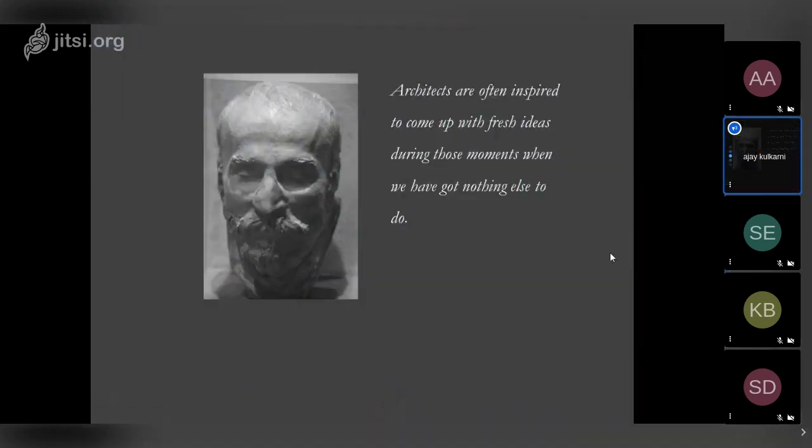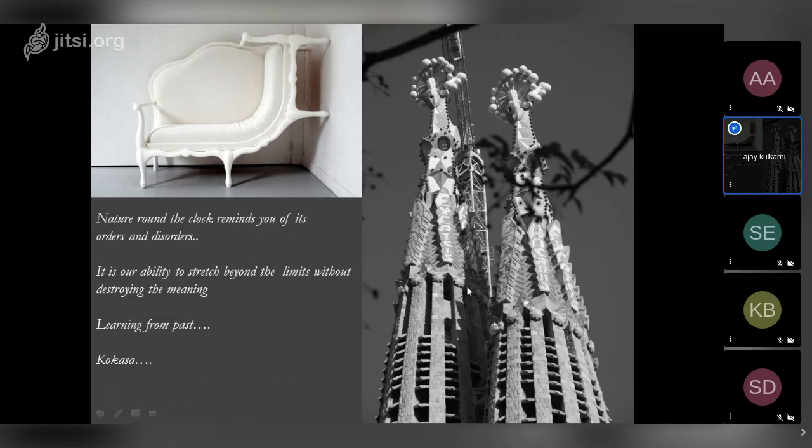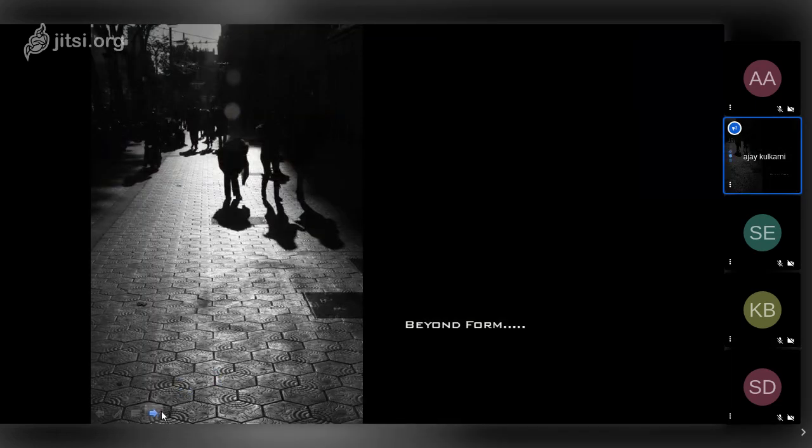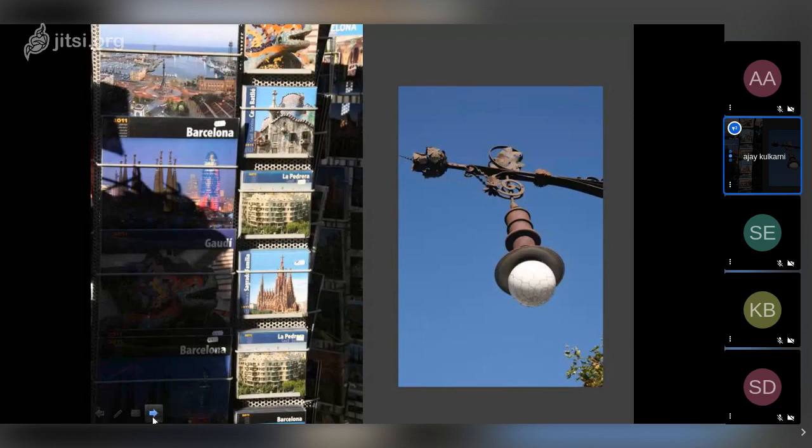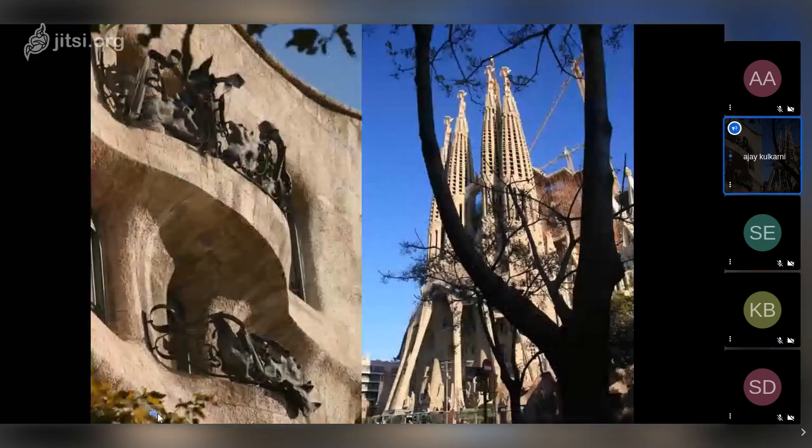Okay? So architects are often inspired to come up with fresh ideas during such moments when, if you want to call, there is nothing to do. Okay? And these moments are timeless moments. So this Art Nouveau, out of that nothingness state of mind, has given this. He's beyond form. He's a way of thought. He appears on bookshelves. He appears on cobblestones. He appears in the air. He appears in the lampshade, beyond architecture. Please think beyond architecture. Go back to nature and do like this.